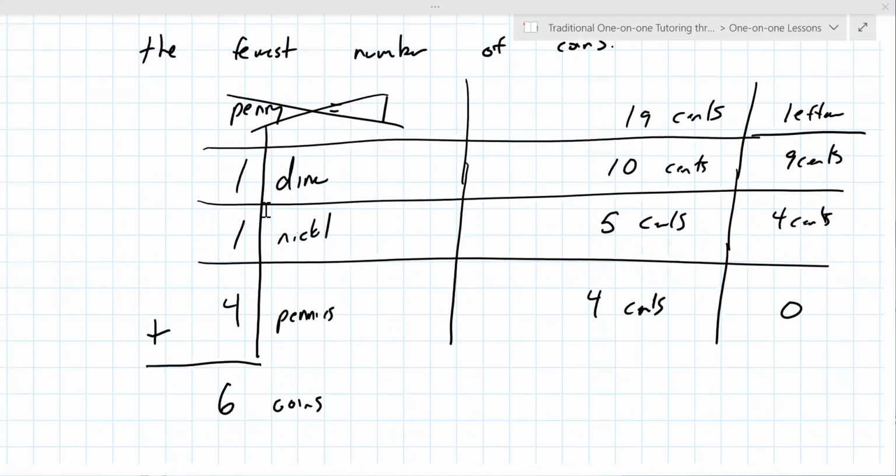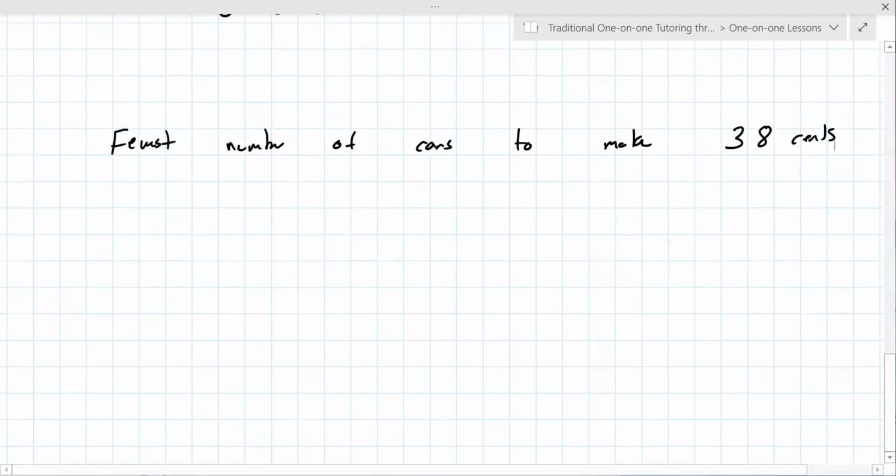Okay, so you said 8 coins, all right? What are the 8 coins? Yes, the 8 coins for that.